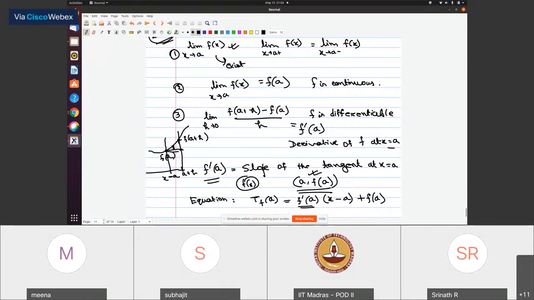So this is the change, f of a plus h minus f of a, this part, and this part is h. This by this is nothing but tan of this angle, right? That is basically the slope of the function in this interval. Now as we are taking h nearer to 0, we are coming closer and closer to a. So that's why we are taking the limit. This will give us the slope at that point. Is it clear?